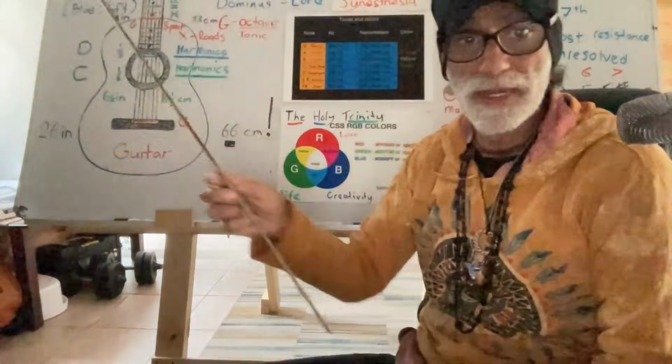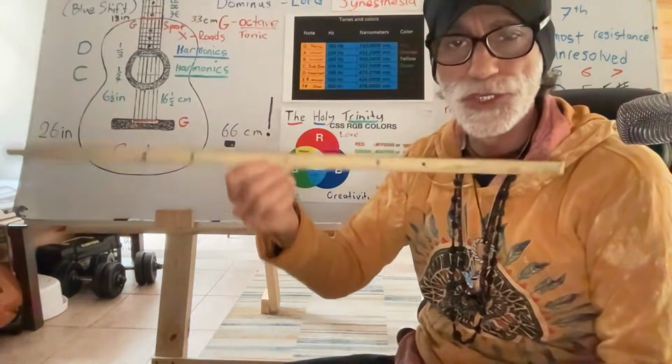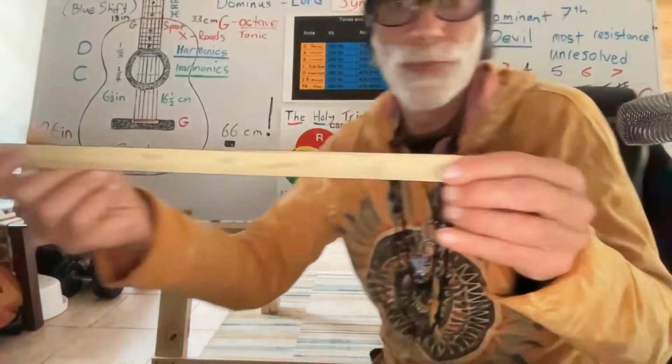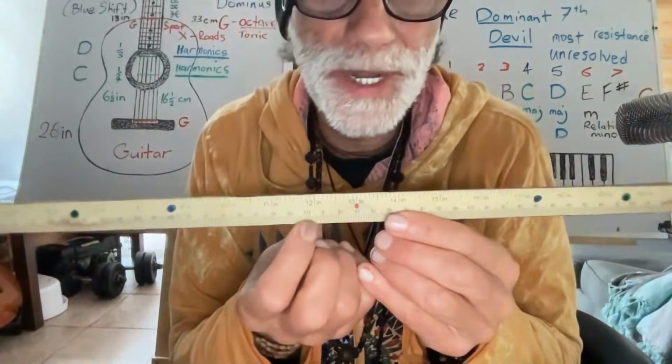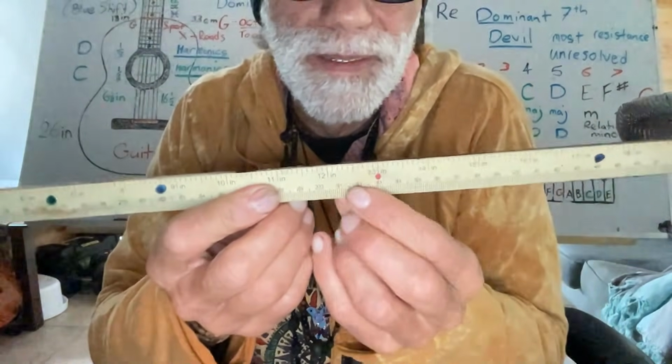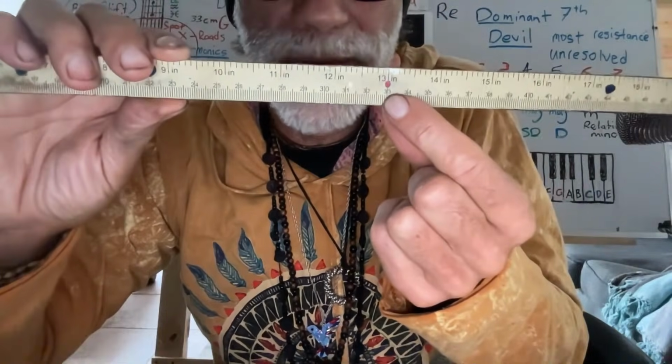My ruler. Remember the guitar, classical and nylon string guitars are 26 inches long or 66 centimeters. Can you see that? 26 inches is exactly the same as 66 centimeters. Therefore, half of that, notice I've got it in red, is 13 inches and 33 centimeters.